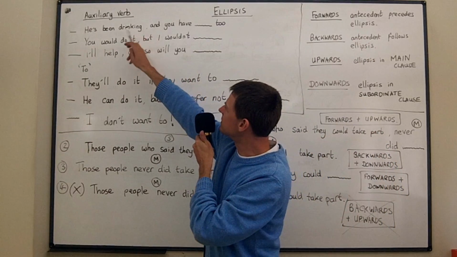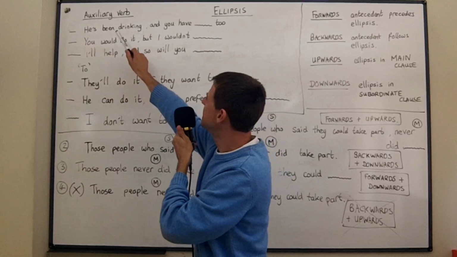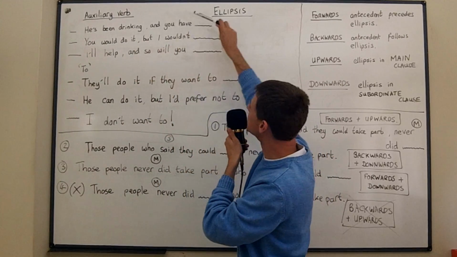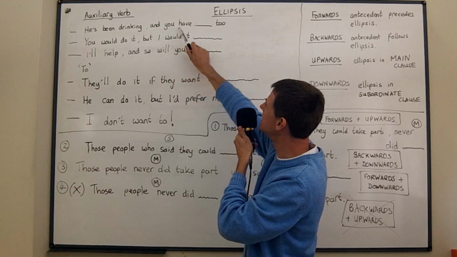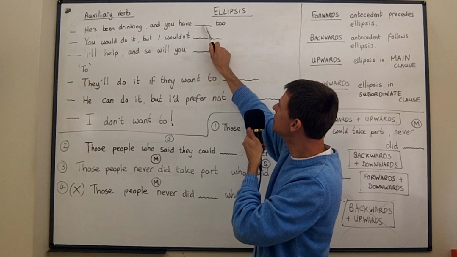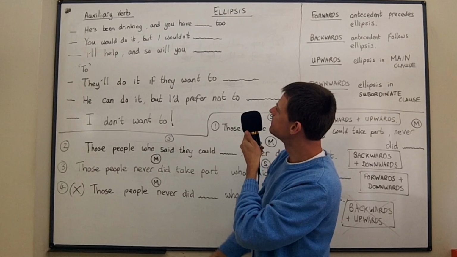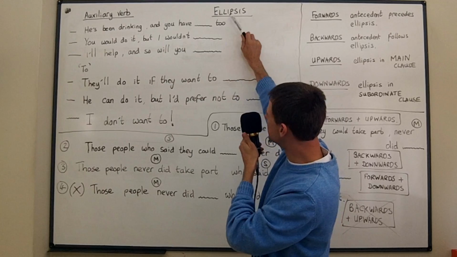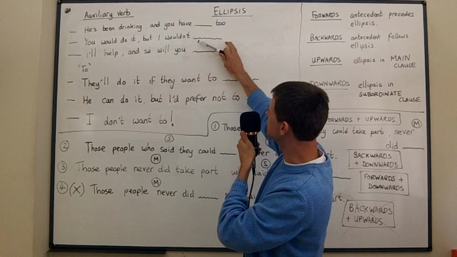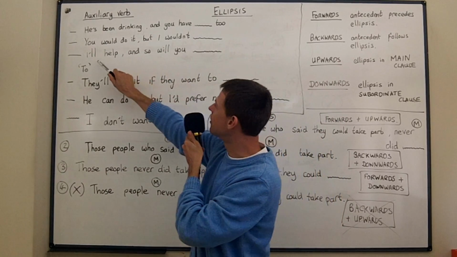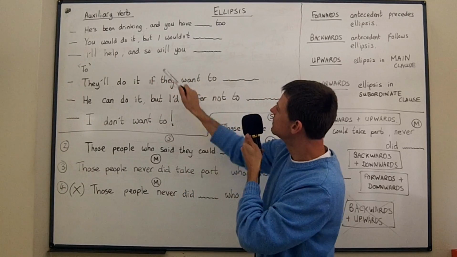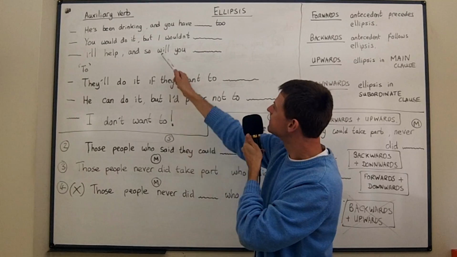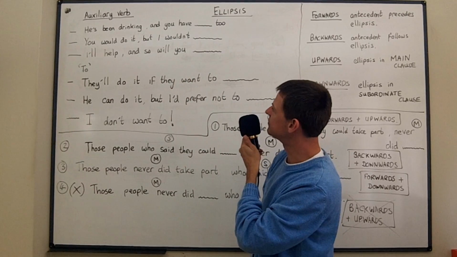But firstly, just look at these auxiliary verb examples. He's been drinking and you have too. Of course, been drinking is the ellipsis, yeah? He's been drinking and you have been drinking too. So we could use ellipsis here. You would do it, but I wouldn't do it. Yeah, but we don't need to use it there either. We don't need to repeat do it. And I will help and so will you. So this neither do I, so will you, so will I, so has he. It's also a good example of ellipsis.